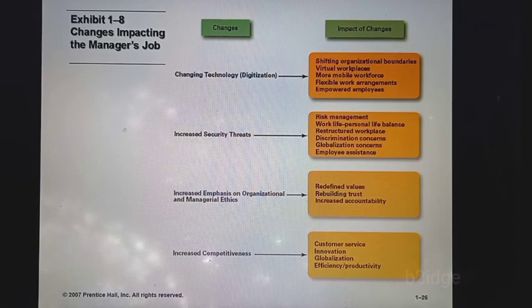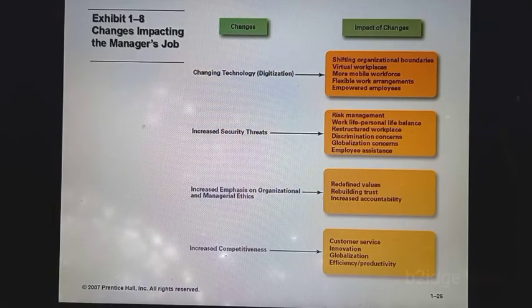So we are shown here the changes impacting the manager's job. Changes in technology, increased security threats, increased emphasis on organizational and managerial ethics, increased competitiveness. Well, we can also include there this pandemic as part of the environment in which the organization operates.